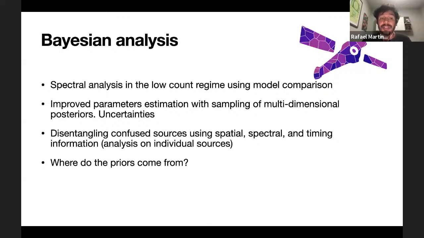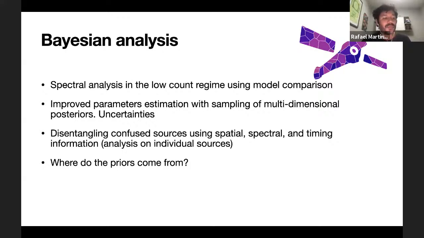We also heard interesting talks, and I was mentioning this earlier, about disentangling confused sources using spectral and timing information with Bayesian techniques, and that goes towards the thing that I said before. We can now take information from single photon arrivals and do Bayesian analysis on those and use that to do what was previously considered impossible, such as separating sources in an X-ray image that are very confused. That's extremely important, and we should all keep an eye on those developments.